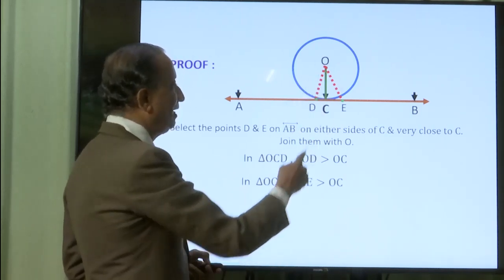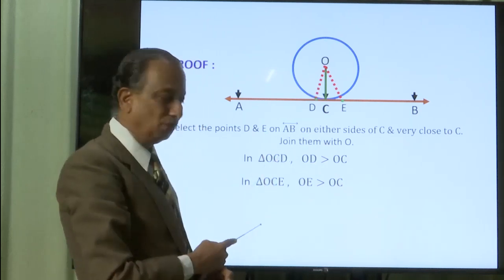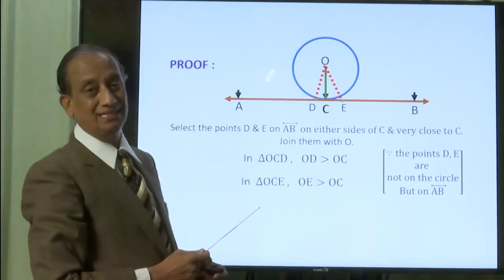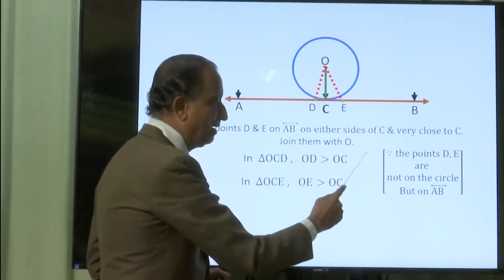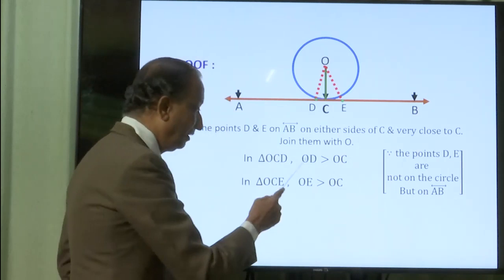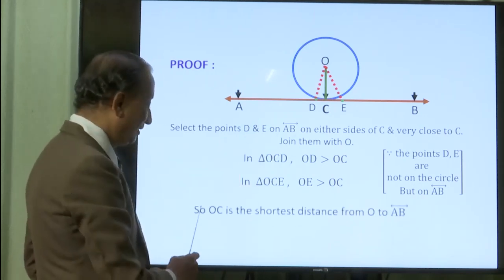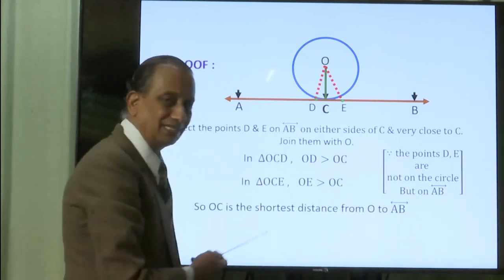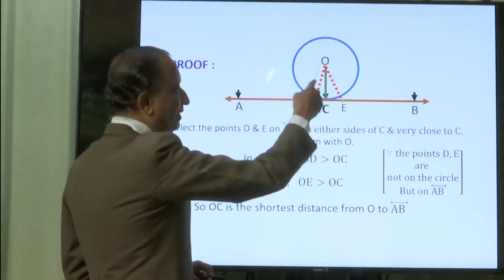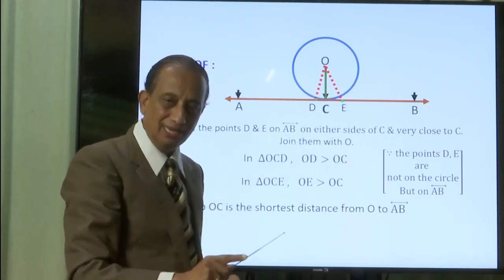So in triangle OCE, if you compare the lengths of OE and OC, for the same reason OE has to be greater than OC. And children, in geometry you know, for every step under the proof we need to write the reasons like this. So this is the symbol for because: the points D and E are not on the circumference of the circle but on straight line AB, therefore they have to be greater than the radius OC. I think this would be sufficient to conclude that OC has to be the shortest distance from the point O to AB. If you take any number of points on AB, go on joining with O and compare their lengths with OC, you can understand that among all those lines OC is the minimum distance.